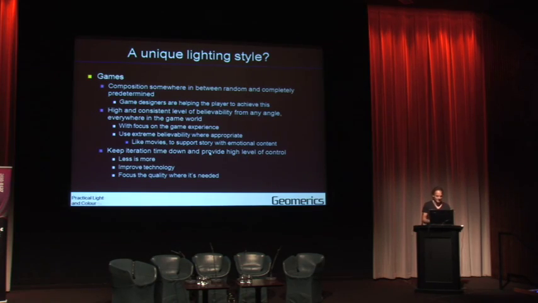So what should we do then? Well, we believe that what we should do is to have a composition that's somewhere in between random and completely predetermined. Things like Fable 2, for example, do a really good job of that. Assassin's Creed does as well. To actually do more minimalistic lighting, to try and improve technology, and to focus the quality where it's needed.